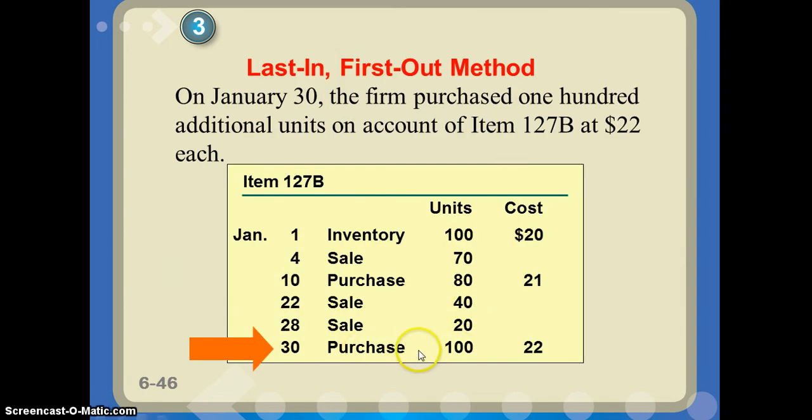Finally, we have another purchase, 100 items at $22. This is now our last in. So our next sale would come from this purchase. And until we sell all of those, we won't go back and sell the remaining from our previous units. We're going to take just whatever is purchased last until it is gone. Try your journal entry. Pause.